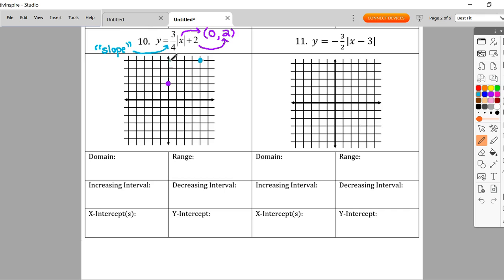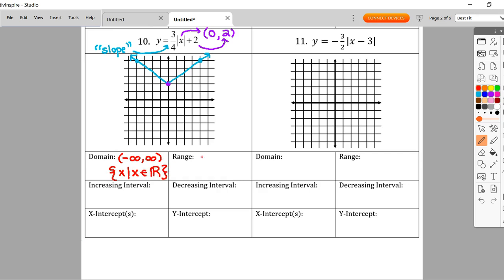I then want to mirror that on my left side and graph an absolute value graph, making sure it has that V shape, a true characteristic of an absolute value graph. Domain, again, is going to be all real numbers. You can write it as -infinity to +infinity, or in your set builder notation.